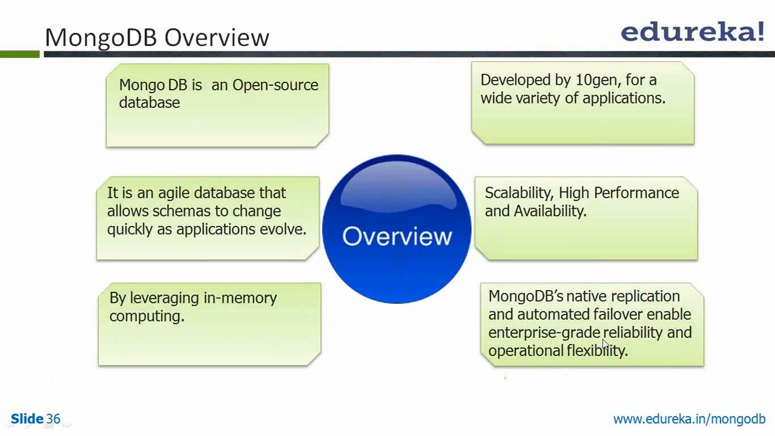MongoDB native replication and automated failover enable enterprise-grade reliability and operational flexibility. So automatic failover happens.